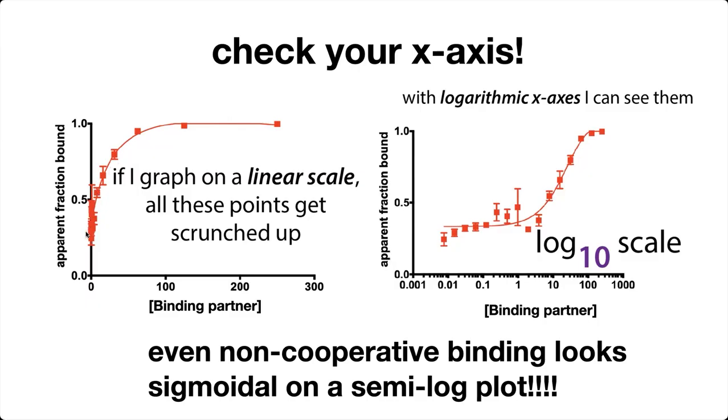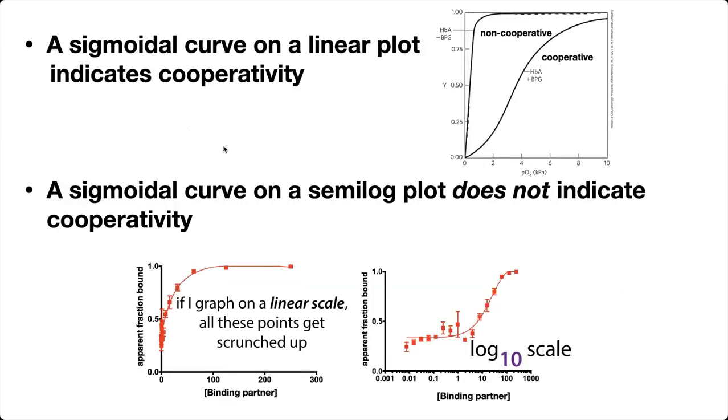But now, if you have this hyperbolic curve, you're going to see a sigmoid. I want you to keep in mind that you always need to look at the x-axis. Because if you have a sigmoid on a linear scale, that's going to tell you about something called cooperativity, potentially. A sigmoidal curve on a linear plot indicates cooperativity, which we'll talk about in a second.